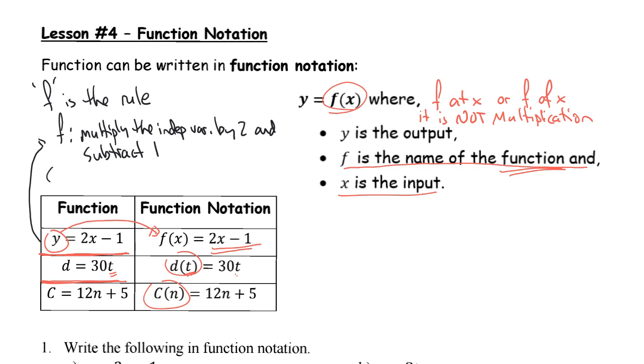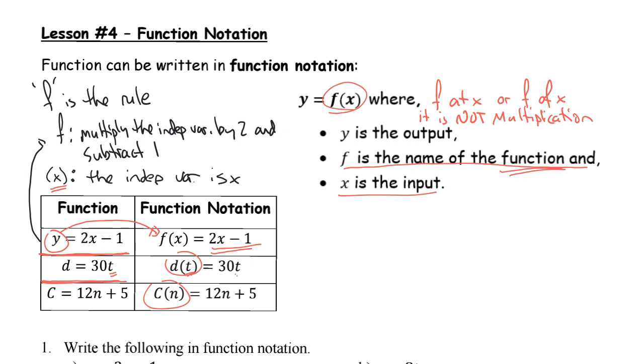And then this part of the notation, whatever shows up in parentheses, is the independent variable. So the independent variable here is x. So when you put those together, multiply the independent variable by 2 and subtract 1, and you put that together with that little bit of information inside the parentheses here, then we're seeing, oh, 2 times x, the independent variable, minus 1. That's what that means.